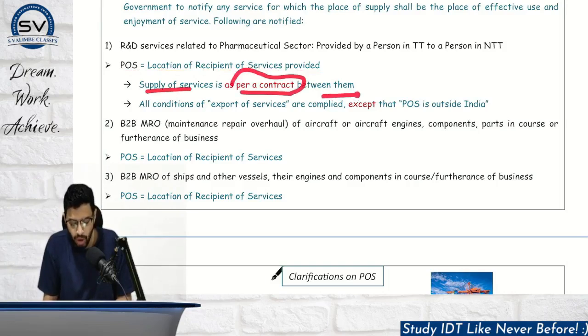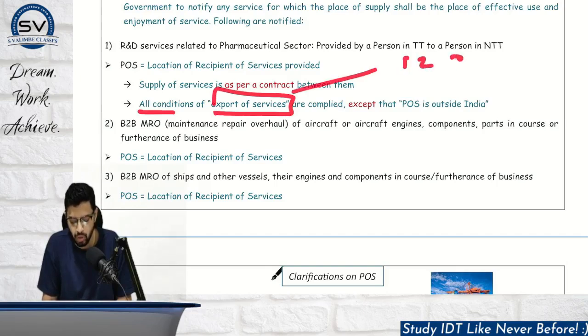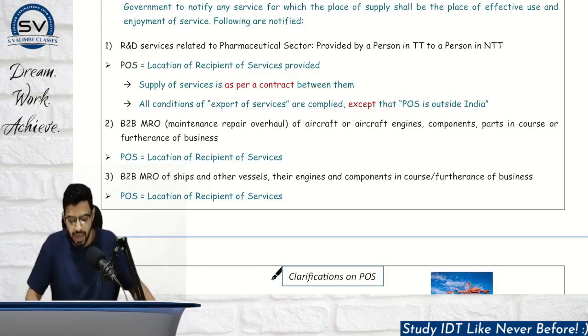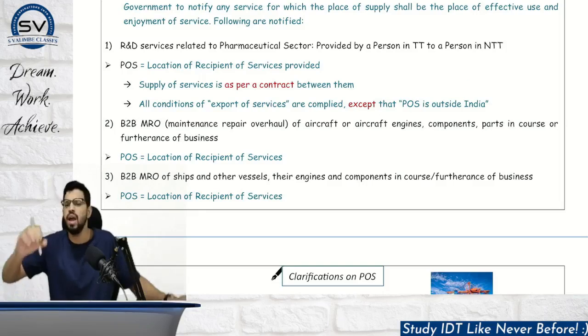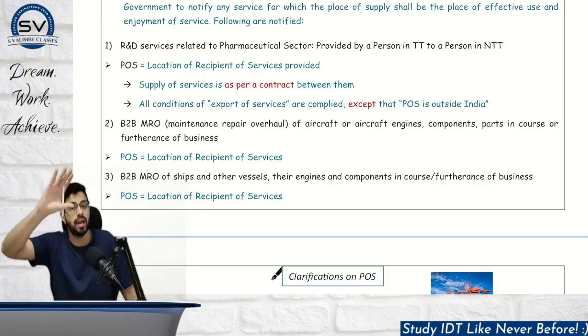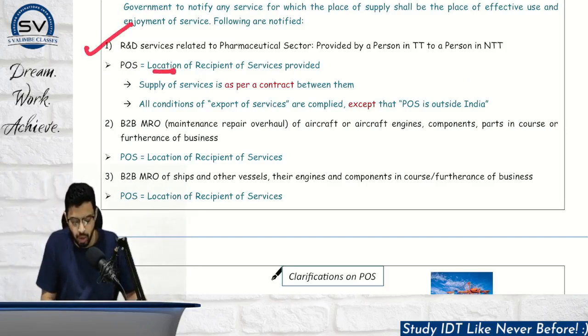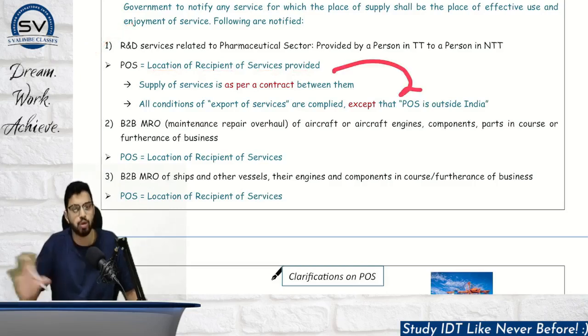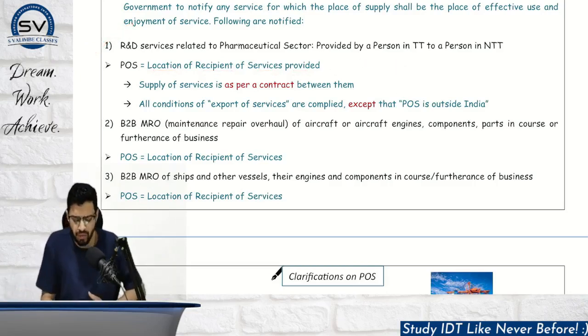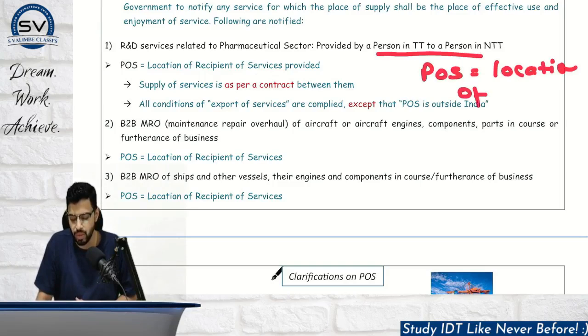Supply should happen as per the contract between them, that is, legally it is happening, and all the conditions of export of service that we talked about, 1, 2, 3, 4, 5, are complied with, except that the place of supply is outside India. Naturally, in such cases the place of supply will also be outside India, but if due to some reason the place of supply does not happen to be outside India, let's say some specific subsection is applied, then regardless of that, it will be considered as the location of the recipient of service, ignoring the actual place of supply. I hope this is clear. This is not very big or technical. You just need to focus that it should happen as per contract, and in such cases the place of supply shall be the location of recipient. Nothing else to be understood.